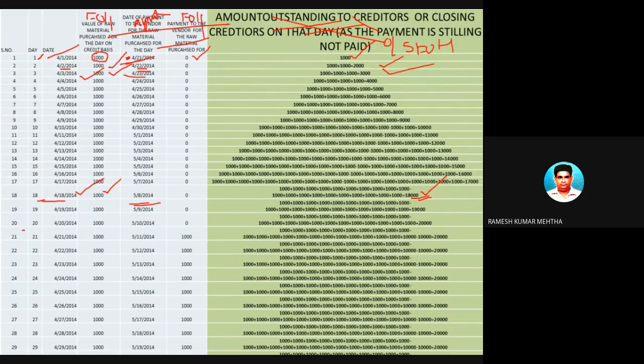Now let's talk about the 20th day. On the 20th day, another 1000 rupees has been spent on factory overheads, which I have not paid, which will be paid 20 days later. Until such time I have not paid anything towards factory overheads.